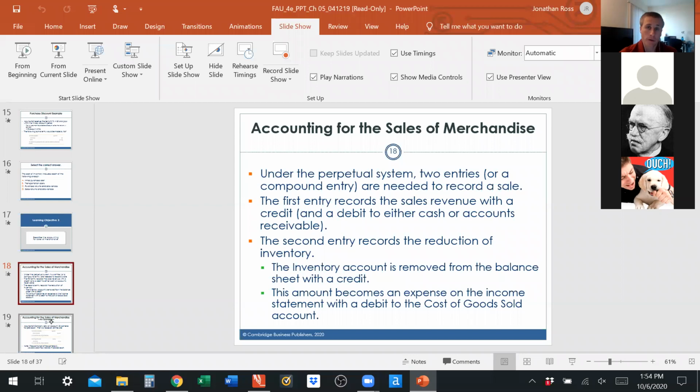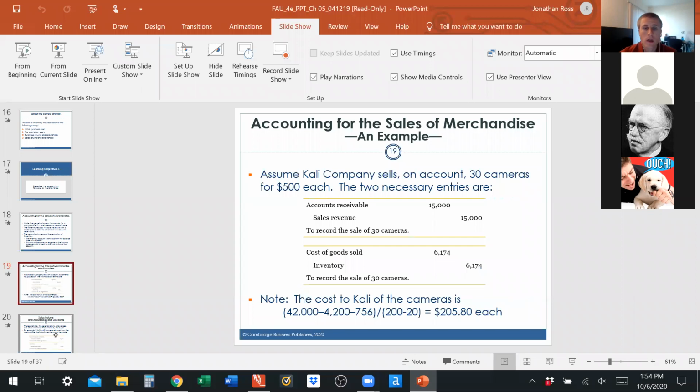If you use a periodic inventory system, you only make 1 journal entry when you sell an item, just the sales revenue entry. All right, assume Cali Company sells on account so that Cali does not receive cash. They receive a promise from their customer that the customer is going to pay Cali in the future. We'll call that accounts receivable. So Cali sells on account 30 cameras for $500 each.